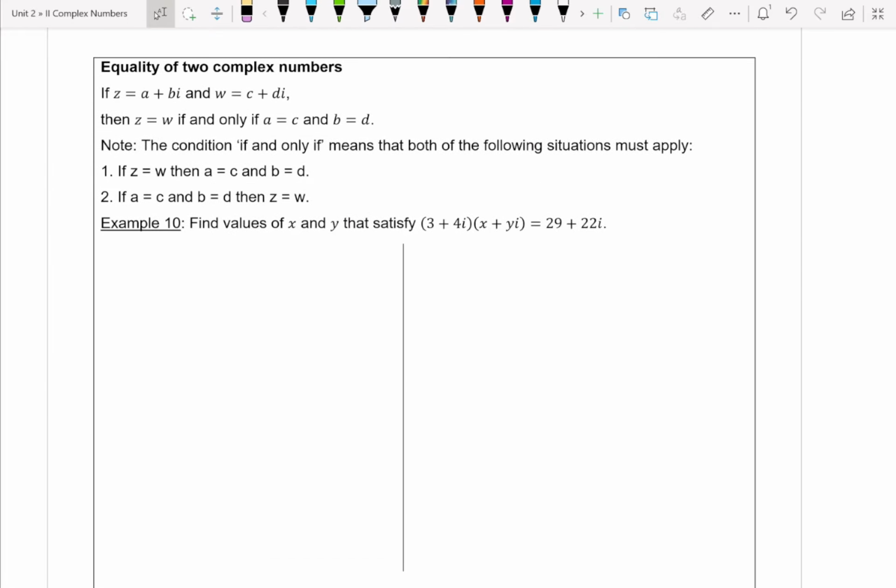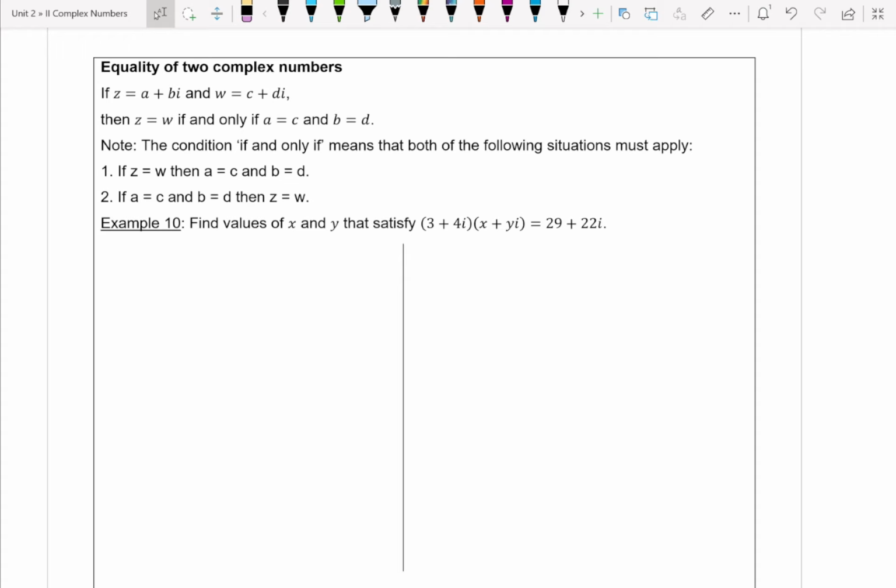All right, next step to look at, equality of two complex numbers. What does it mean for two complex numbers to be equal? So z is equal to w if and only if a is equal to c and b is equal to d. Note, the condition if and only if means that both of the following situations must apply. If z equals w, then a equals c and b equals d, and the converse, if a equals c and b equals d, then z equals w. Sorry, b equals d. I don't know why I said w there.